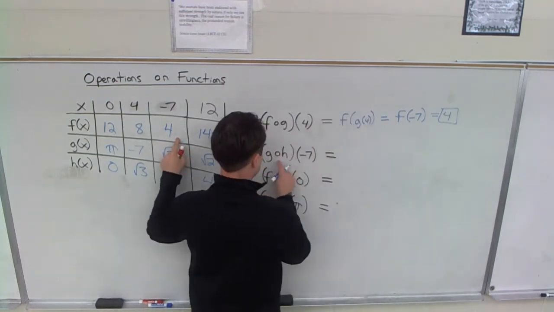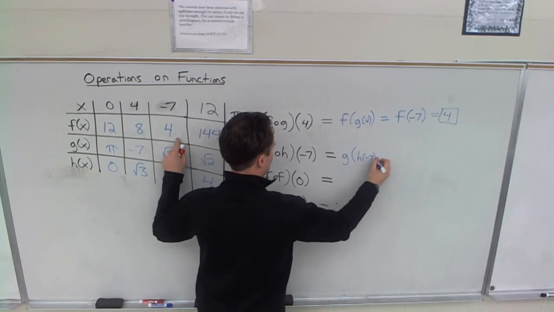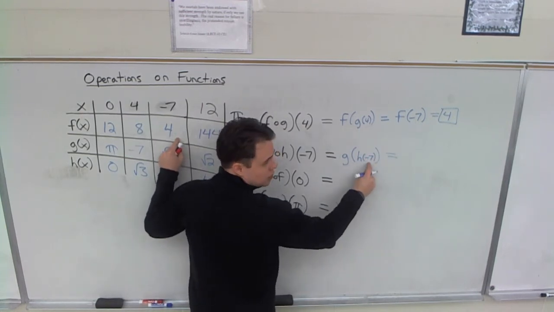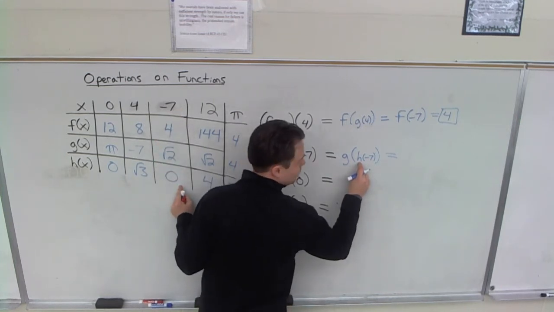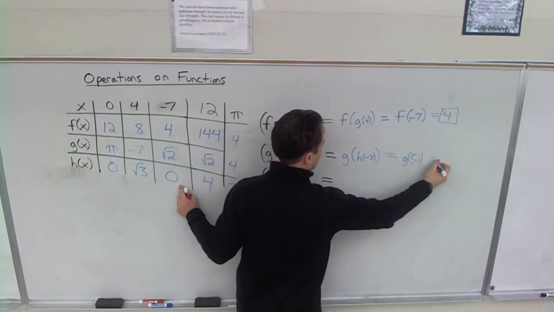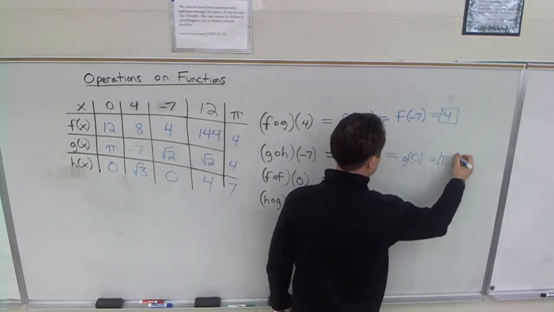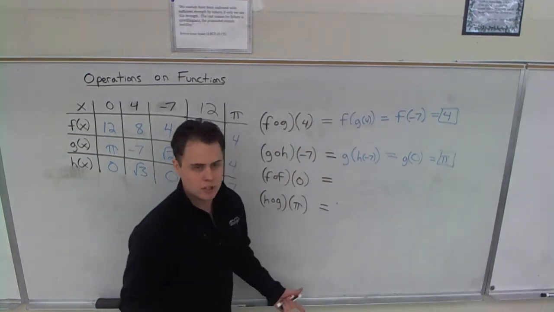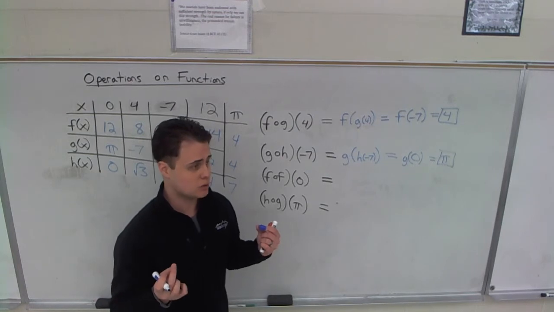Let's try this one. g of h of -7. First we're putting -7 into h. Here's -7. Put it into h. We get 0. Put that into g. You get pi. So you guys can see without algebra, this is probably even easier, but the concept is exactly the same, and this is the way computers work.